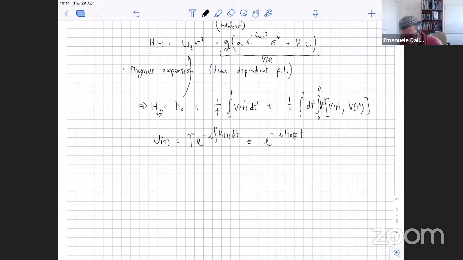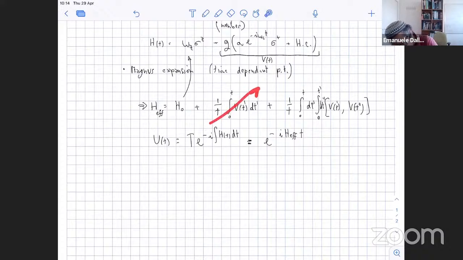Okay, yes, that's what you need to do. This is basically time-dependent perturbation theory, which we will discuss in a moment. Okay, questions? No. Okay, good.